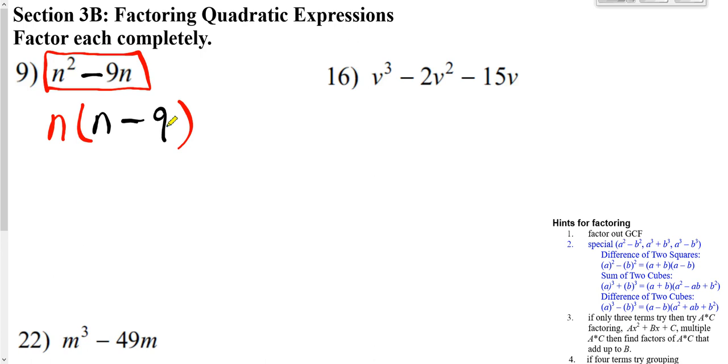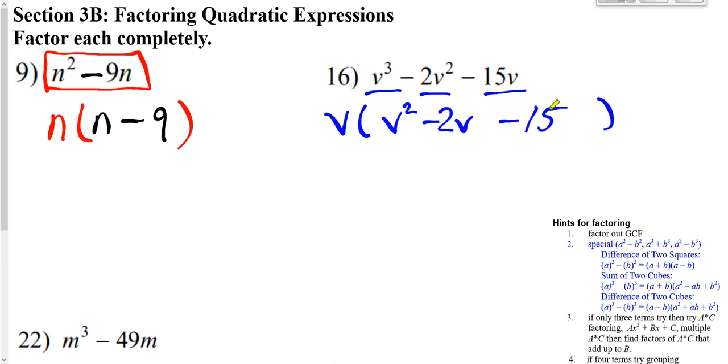When we look at problem number 16, over here on the right, you want to look at your greatest common factor. Well, what can I pull out of all this? They all have a v, so I'm going to pull out a v and then write what's left: v squared minus 2v minus 15. Now you notice in the parentheses we have three terms, so then you want to do your AC factoring. A is what's in front of your squared term, which is this. C is that last number. So then you go A times C. For us, it would be 1 times negative 15, which is negative 15.